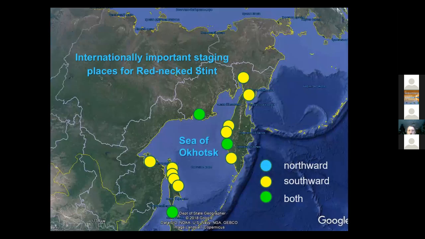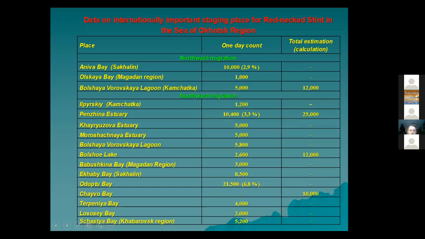This is another species, the red-necked stint. You can see the staging places which have international importance. Also the same table for this species, just for example. Of course, we also have some information about other staging points, but if we do not have an exact count in the data, we do not include it in our tables or our maps.